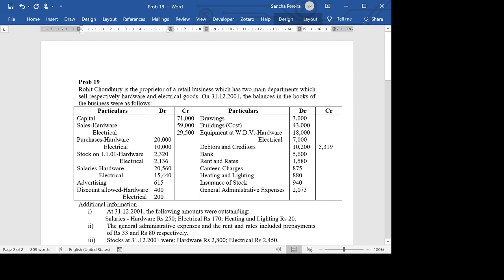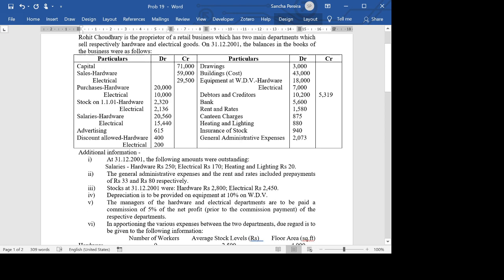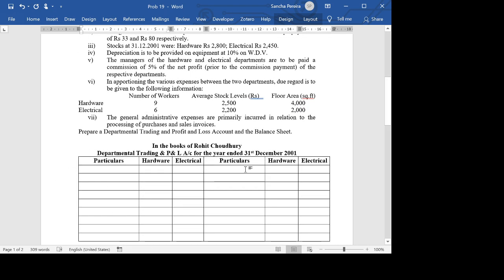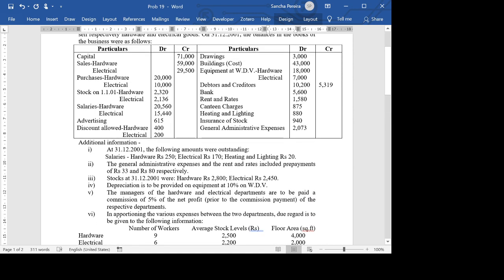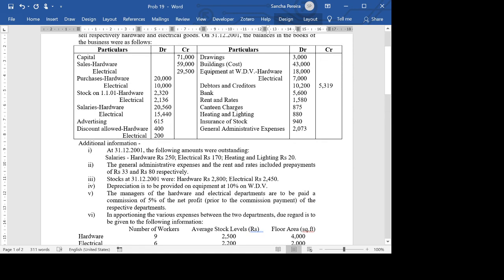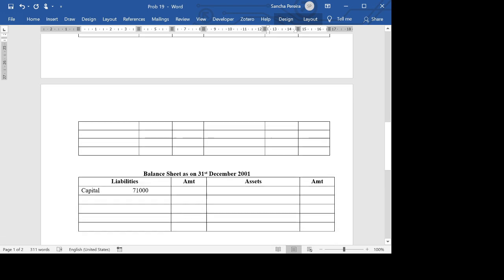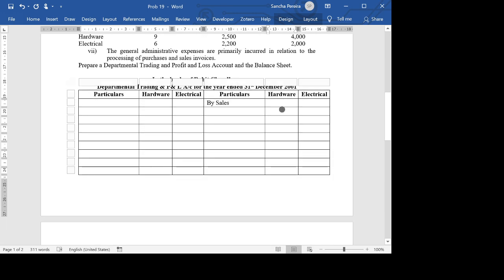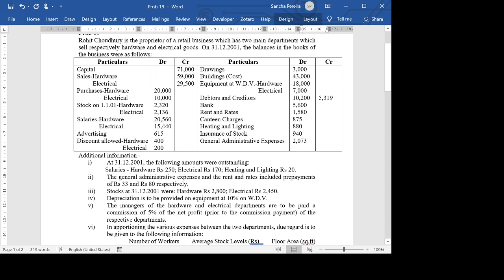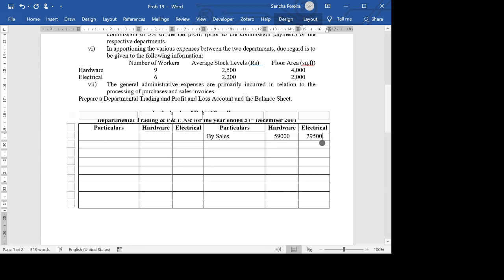Then we have sales. We don't have any return inwards, so directly sales. So the sales are 59,000 and 29,500. Then there's purchases, but before purchases, I will normally write the opening stock, which is below purchases, opening stock on 1st January 2001.